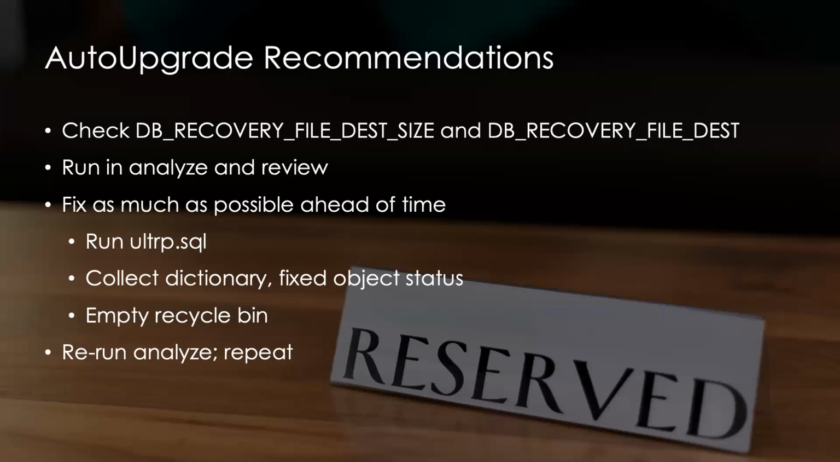My next recommendation is run things in analyze mode, review the output, then do as much as you can as far ahead of your upgrade as you possibly can while the database is live. And that includes compiling objects, gathering statistics, emptying the recycle bin, and then just go through an iterative process of repeating that analyze step and working that exception list down until it's reduced to just the things that can only be done during the upgrade itself. And that is going to save you some time and some effort during the upgrade outage itself.